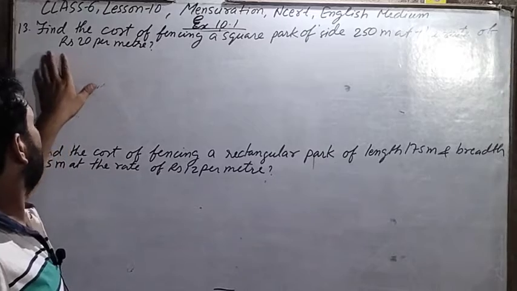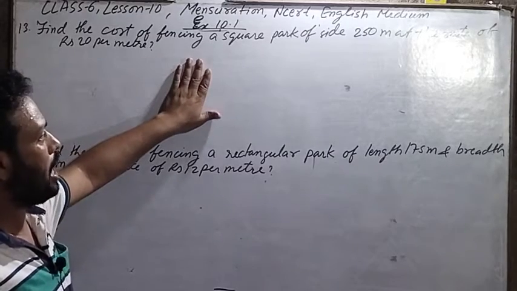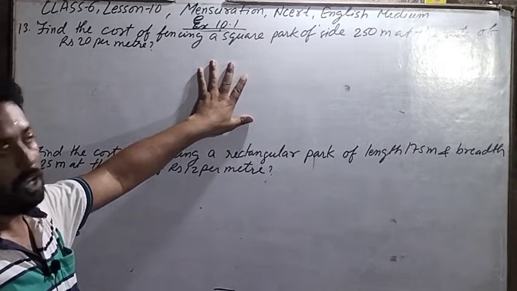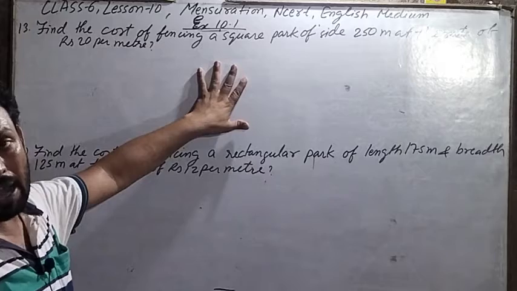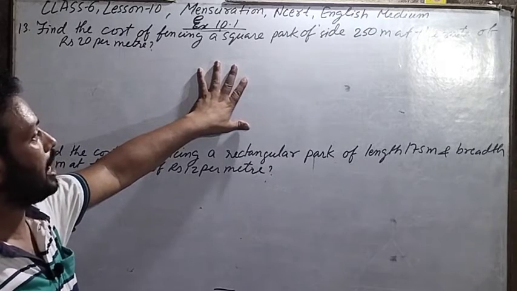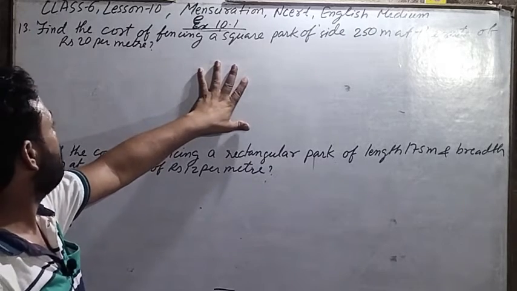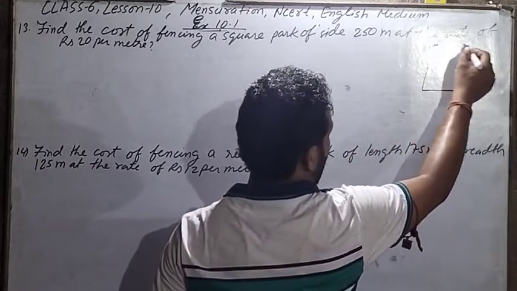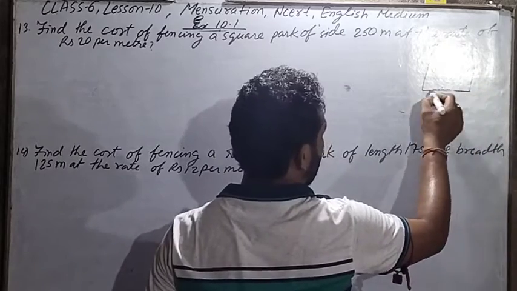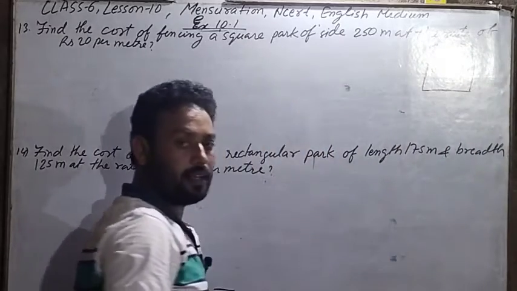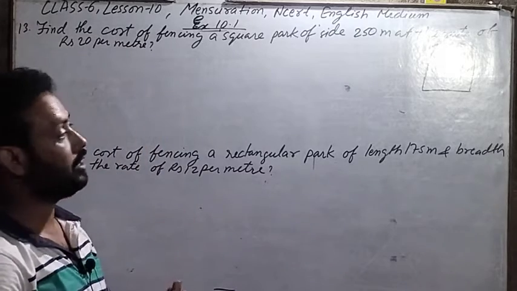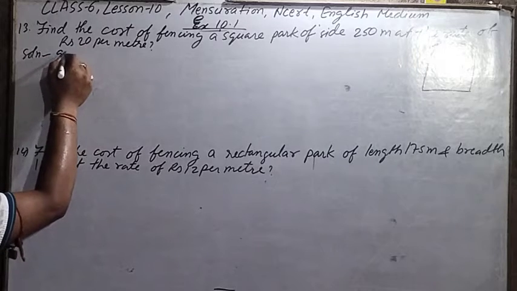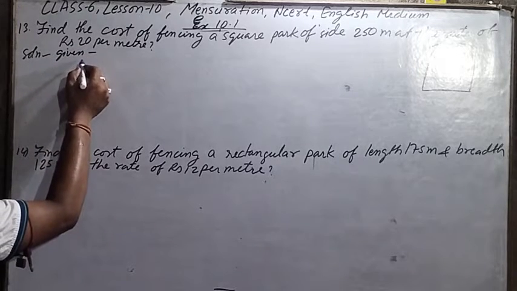Question number 13 is: find the cost of fencing a square park of side 250 meter at the rate of rupees 20 per meter. Means you have to make the boundary at the rate of rupees 20 per meter. First you will find the perimeter of the park, then you will multiply with its rate to get the cost of fencing. So in the solution, first you will write what is given.